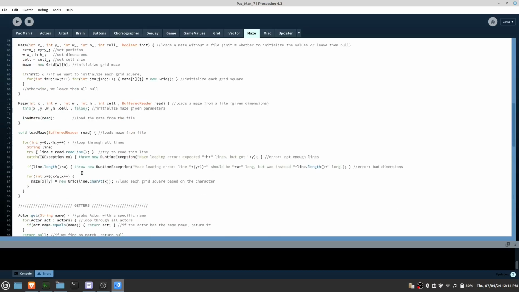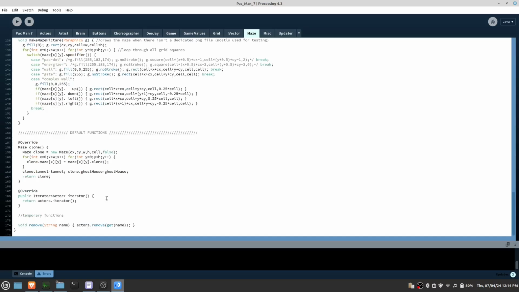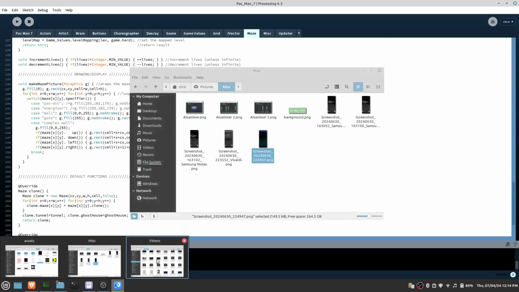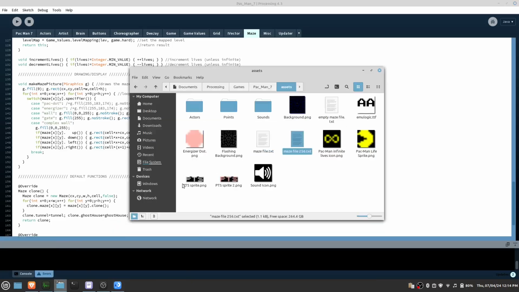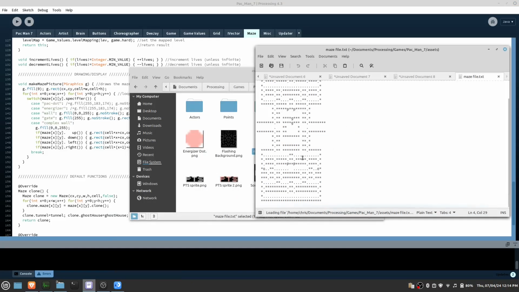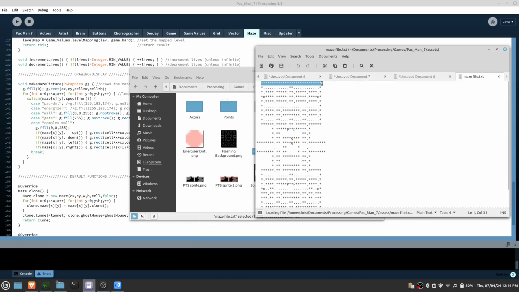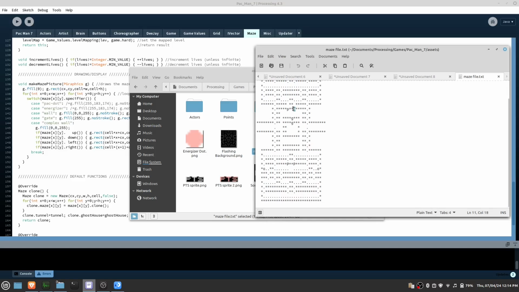I made sure you could load mazes from a file because, again, reusability. Here we have the original maze file with stars representing walls, periods representing Pac-Dots. The P's actually represent passageways, because if you don't know, there are four tiles in the game where the ghosts are forbidden from moving up through them, not moving down, just up, and only the ghosts.